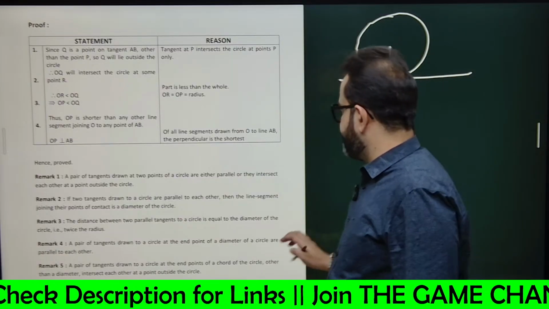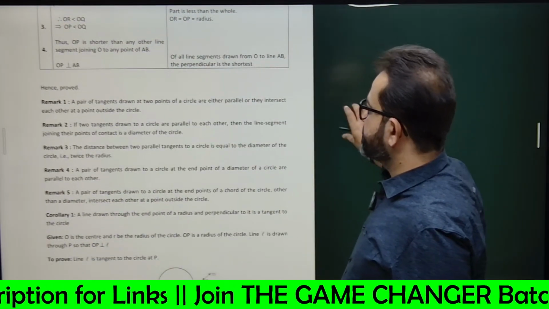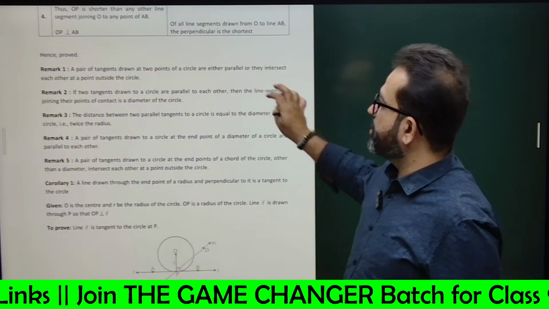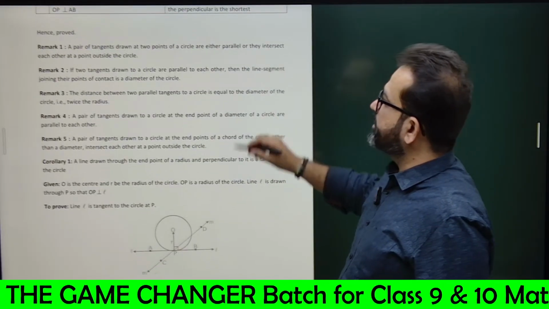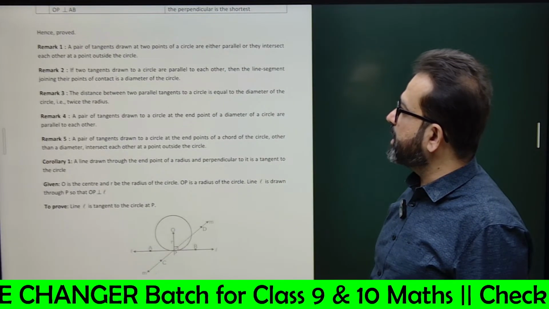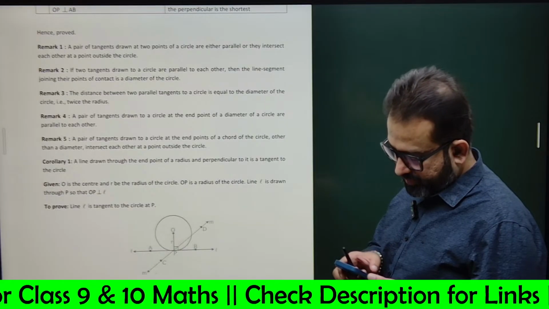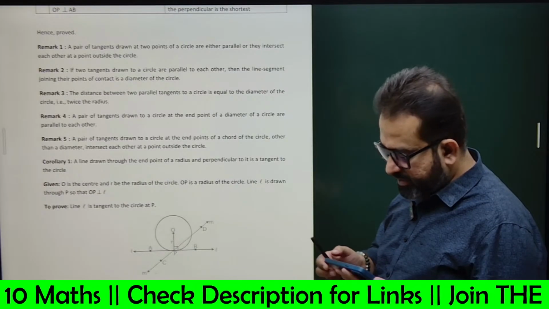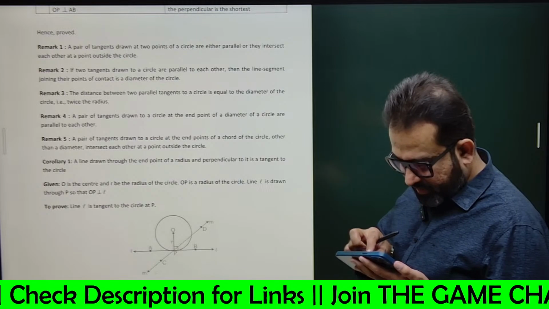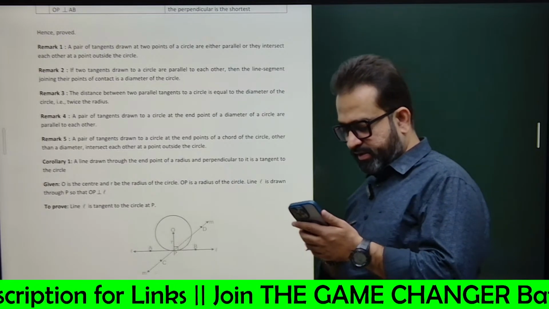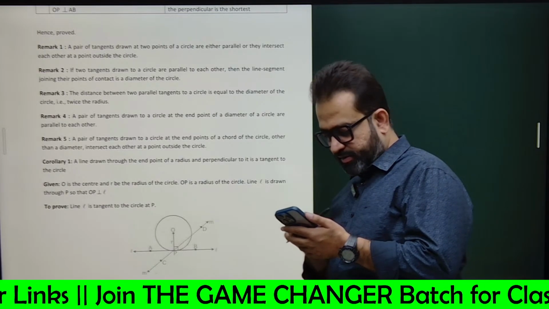So these points are to be remembered: a pair of tangents drawn at 2 points of a circle are either parallel or they intersect each other outside the circle. Yes or no? Is the PDF clearly visible or not? Yes, it's clearly visible. If I can see, you can also see in your sets.